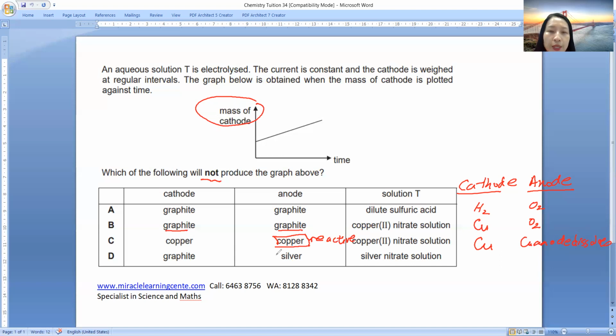And the next one, we have silver. Silver is also a reactive electrode. So for cathode, we also have silver being discharged because silver is lower than hydrogen in the reactivity series. Hence, silver is being preferentially discharged. At the anode, because silver is a reactive electrode, the silver anode dissolves. In this case, we don't really need to know what happens at the anode because they are only asking about the cathode. This is just for additional information.